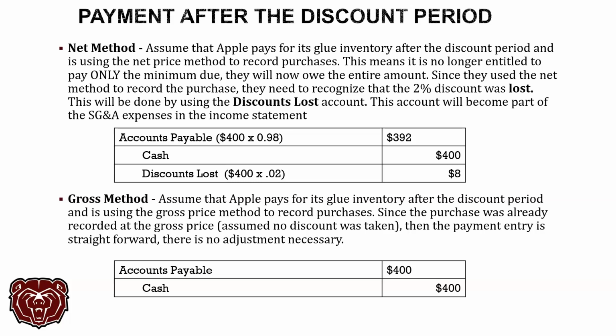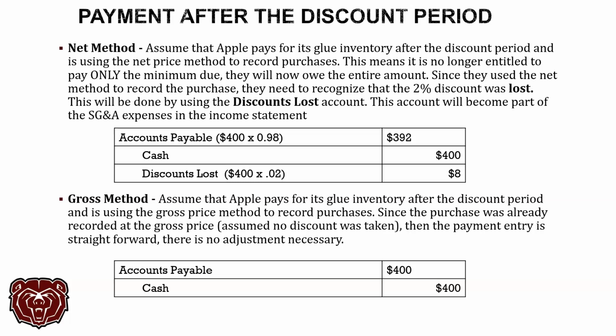So we said we only owe $392. That's all that's available for us to decrease the accounts payable account by. So we do that. We decrease the accounts payable by $392. However, what we actually end up paying is $400 in cash because we owe the full amount due now because we missed the discount period. Okay, what happens to that other $8? Well, it goes to that temporary discounts lost account.